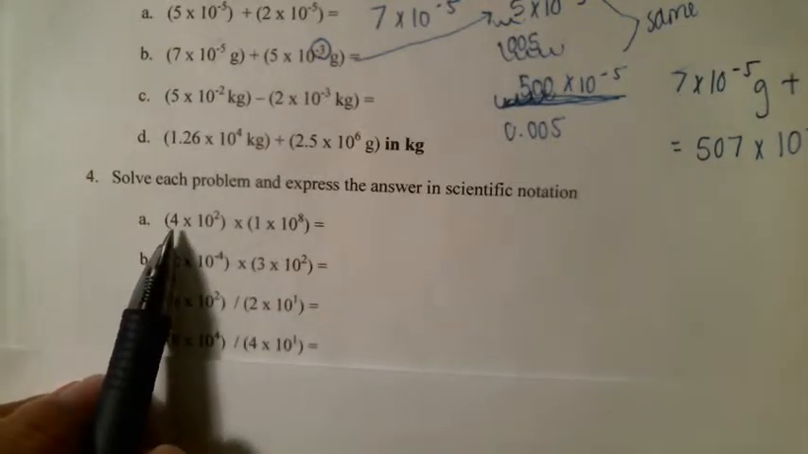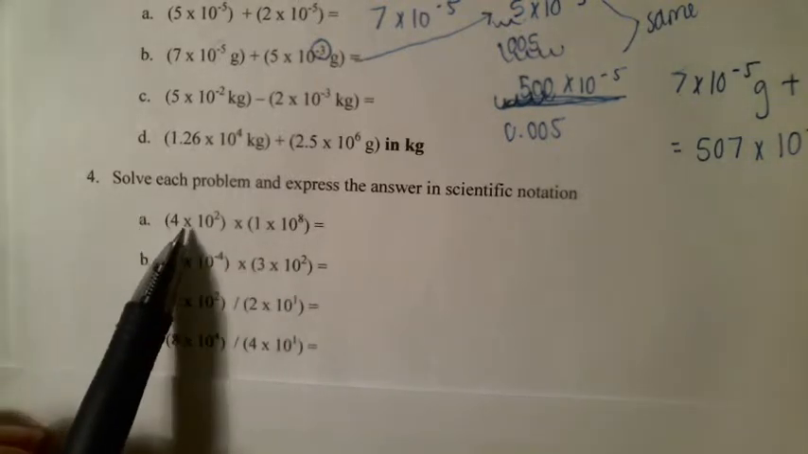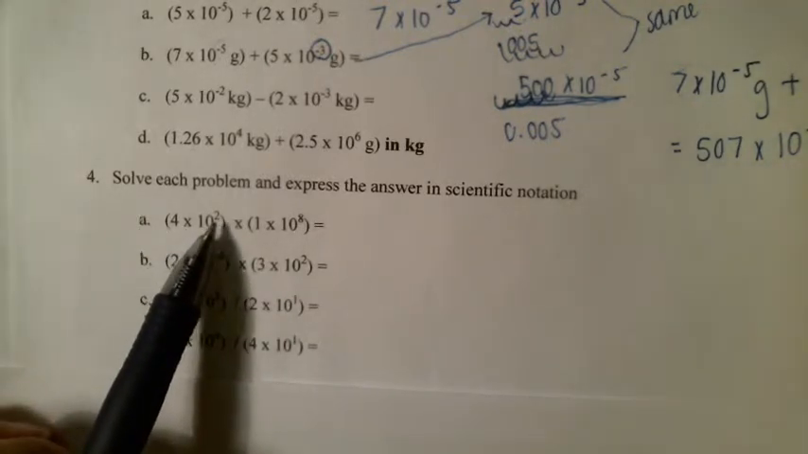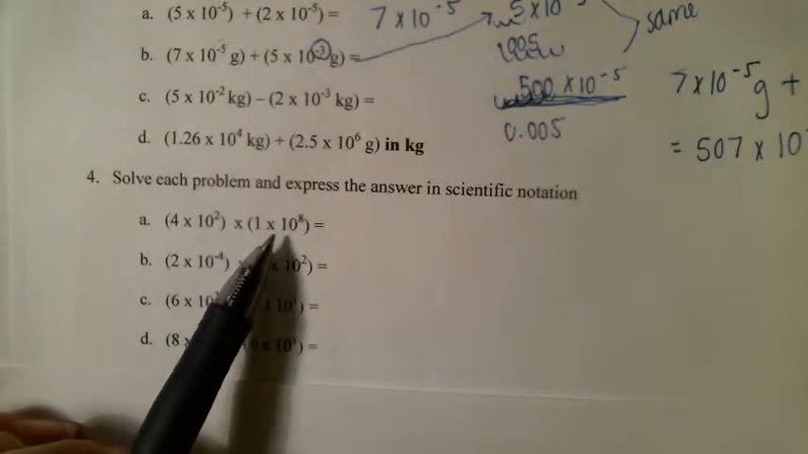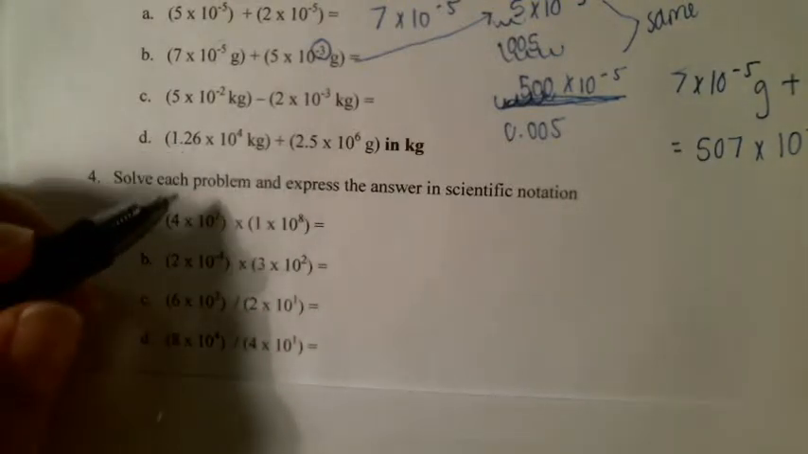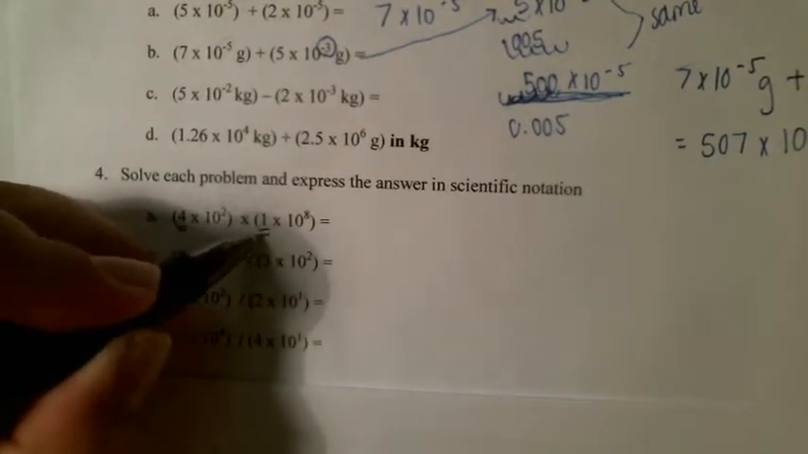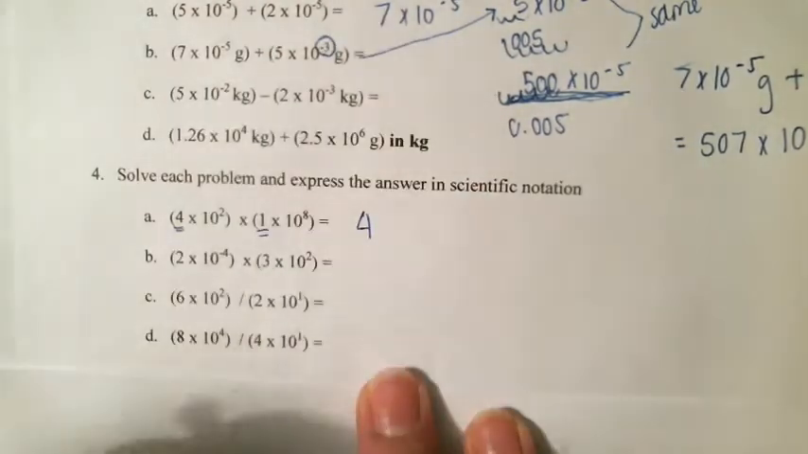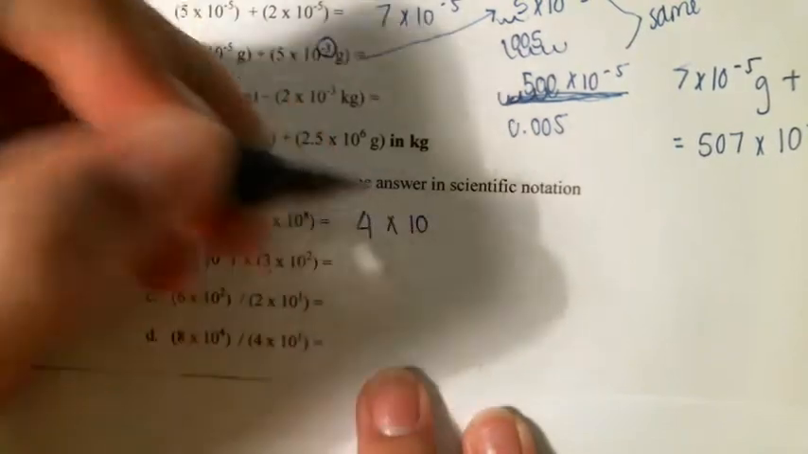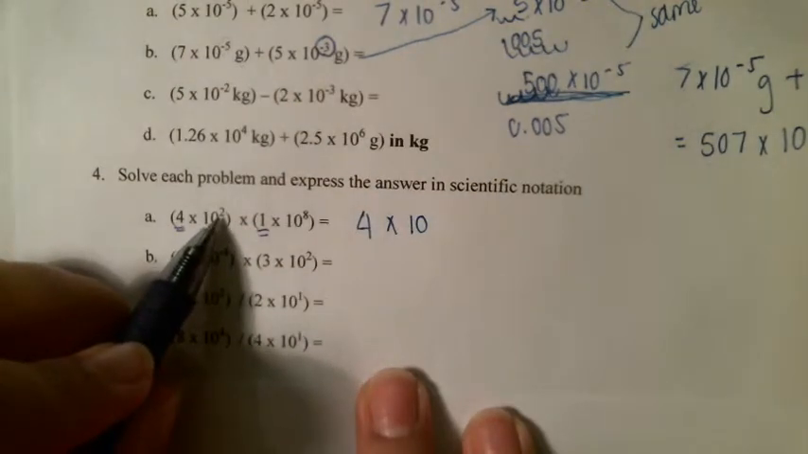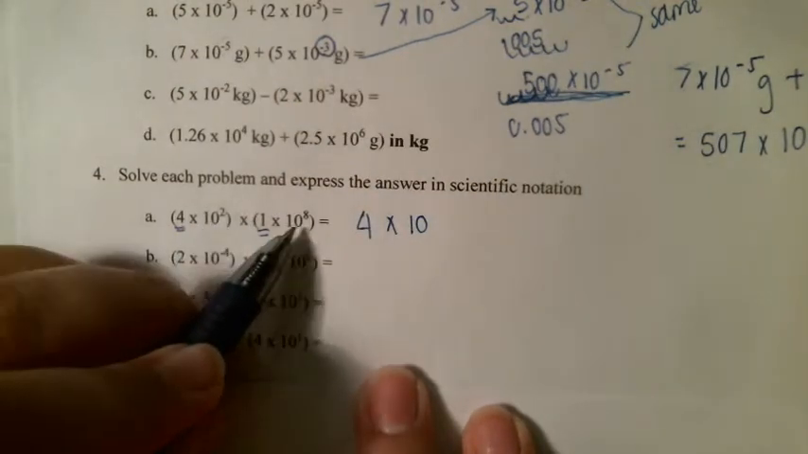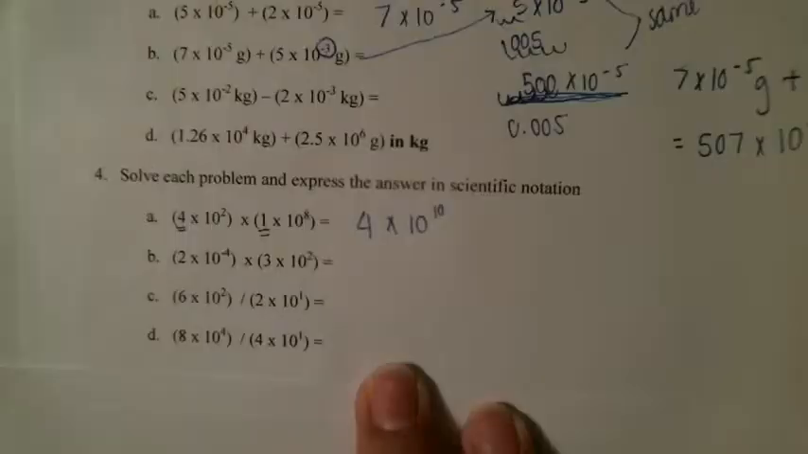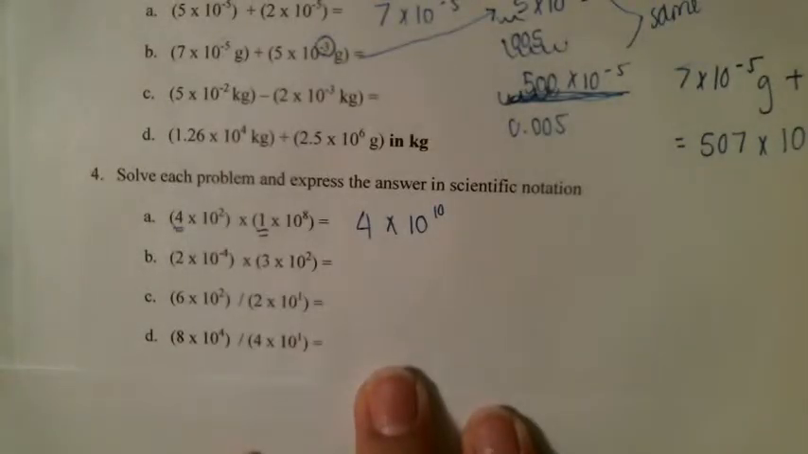So for part A, 4 times 10 to the 2nd power times 1 times 10 to the 8th power, you're going to multiply your coefficients. So 4 times 1 equals 4. And you're going to write times 10 to the power of, you're just going to add your exponents. 2 plus 8, which is 10. There you go. That's your answer.